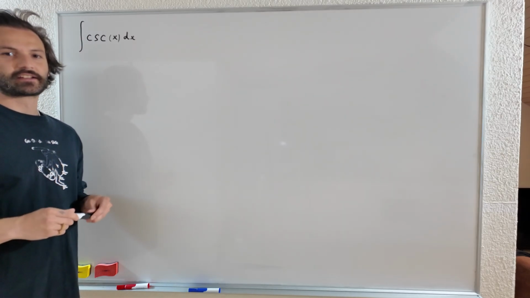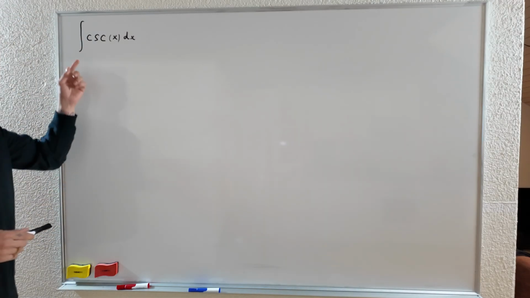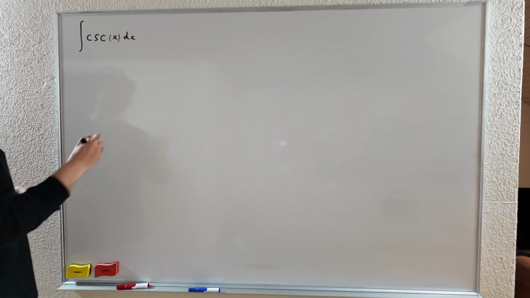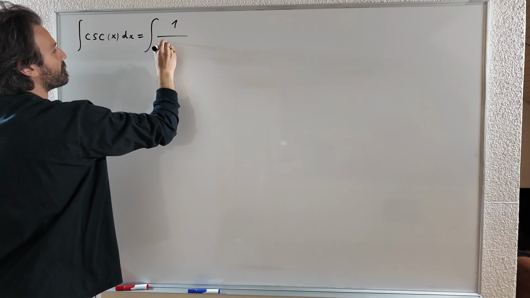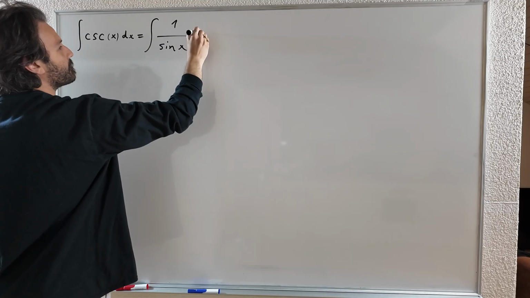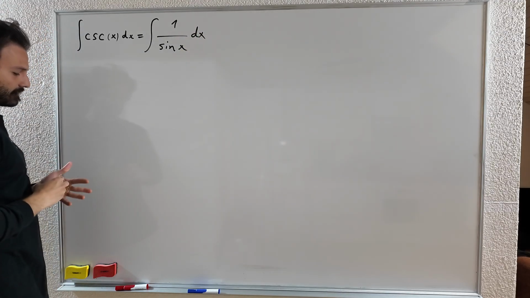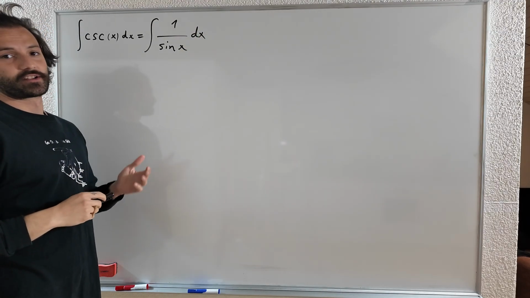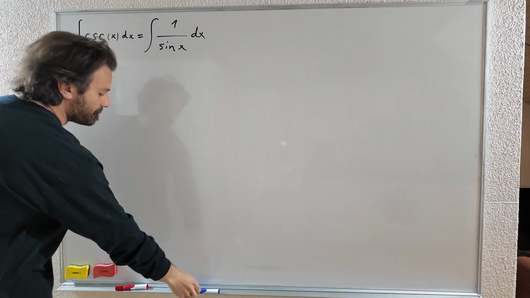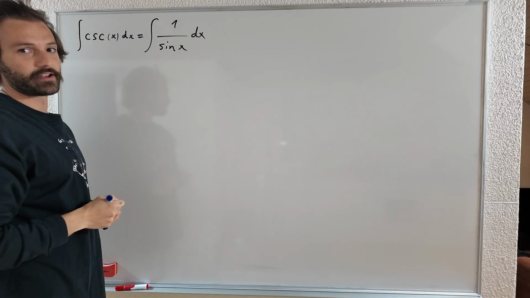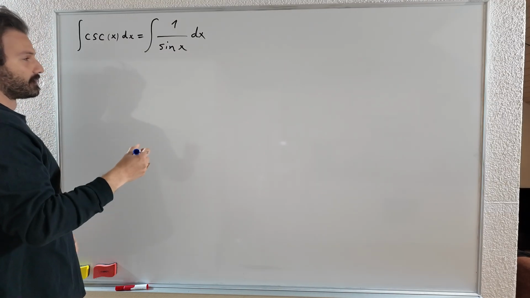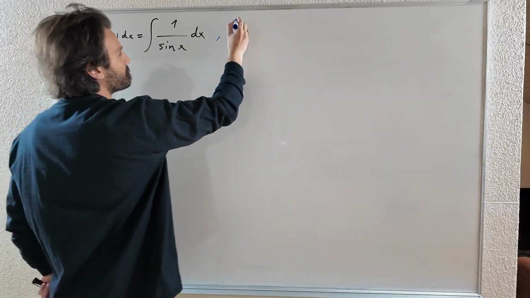Hi everyone, let's calculate the integral of cosecant of x, which is equal to the integral of 1 over sine of x. And we see that we have a rational expression in terms of sine, therefore we can solve this integral with the Weierstrass substitution. That is to introduce a new variable.